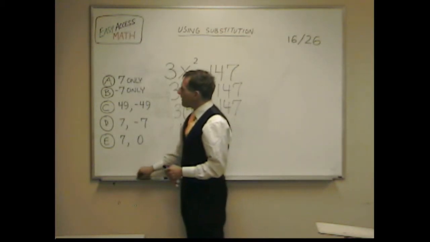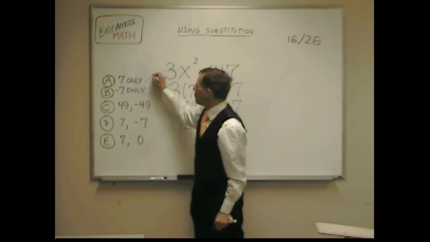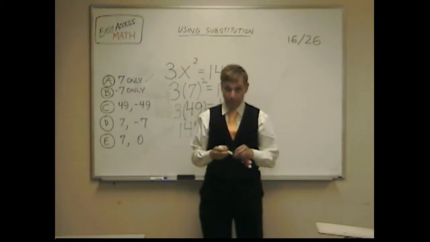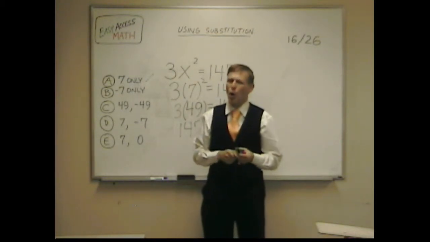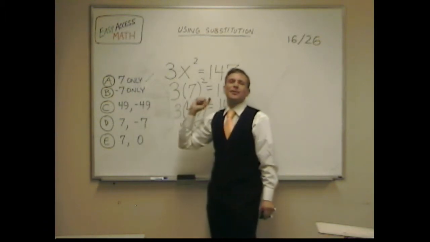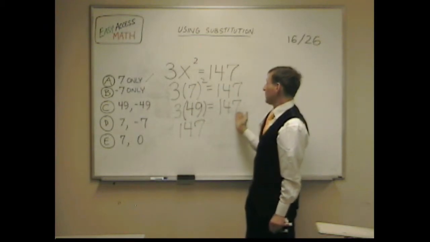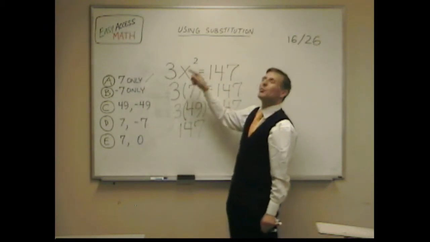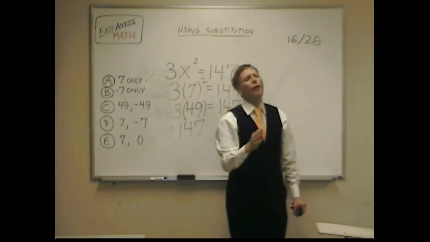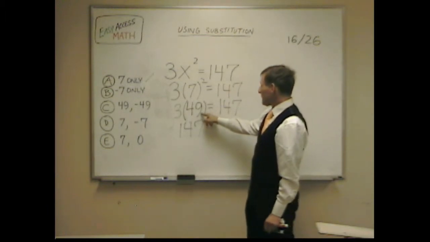So 7 is an answer, but before I pick A and go on to the next question, A says 7 only. Be sure that no other numbers work before you pick an answer with "only." Now, take a careful look at this C choice. It's a trick. It's 49. 49 times 3 is 147, but remember, it was x squared. And 49 squared is an awfully big number, so it's not 147.